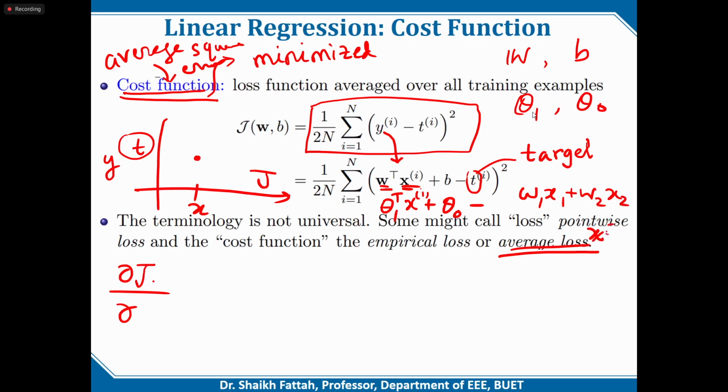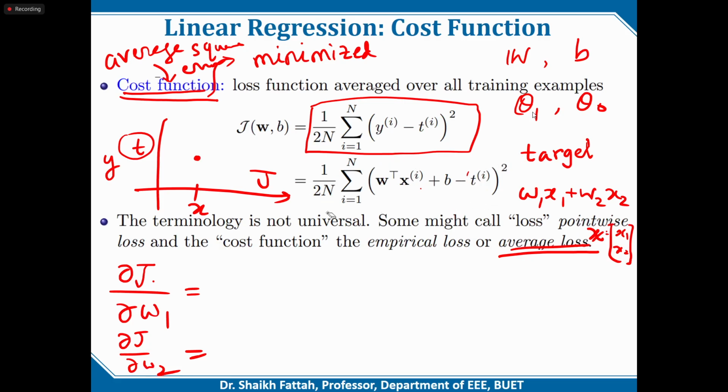If your features are x1, x2, then you have to compute del j by del w1 once, and del j by del w2 once. So the first one will give you an expression. You can easily do these differentiations; we call them the chain rule, and we have learned them before.